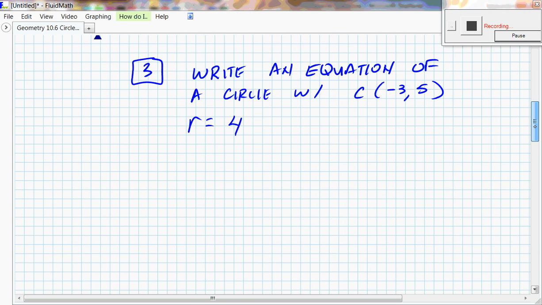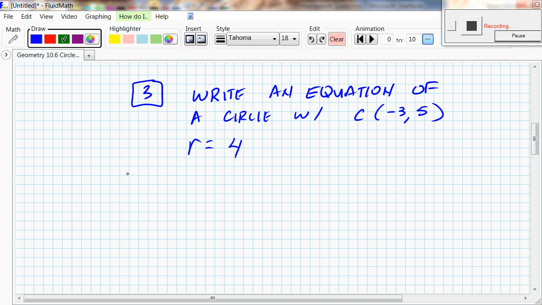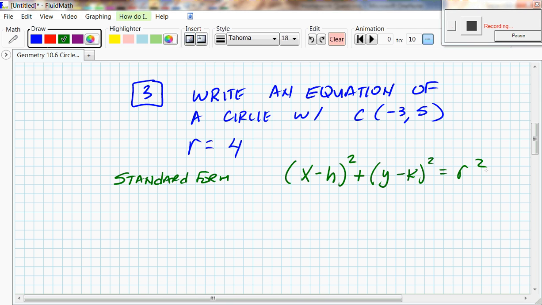Box number 3. Let's write this part down, please. I want us to write an equation of a circle with a center -3, 5. What's the first thing that we're going to write down? The standard form. Yeah, you got it. We're going to write down our standard form, okay? What is it? (x minus h) squared plus (y minus k) squared equals r squared. Good, great. Where is the center?